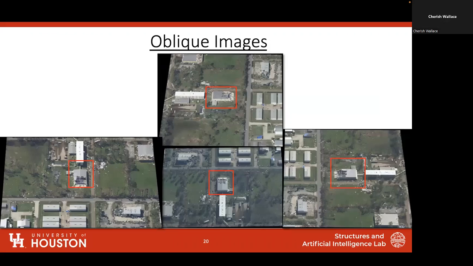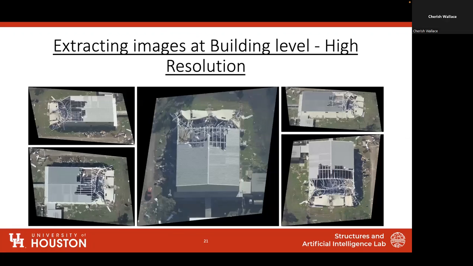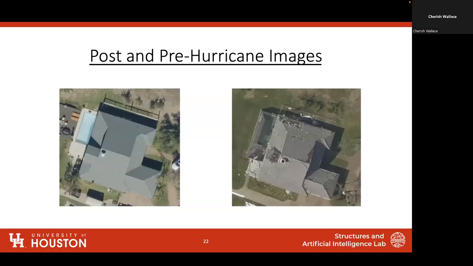Next, I'll show some sample images. I was talking about the images from different sides. As you can see, for this particular building, we have images from different orientations: east, west, north, and south. Next is high resolution images, and you can see these are pretty high resolution. And next we have post- and pre-hurricane images. The right one is pre-hurricane, and the post-hurricane is on the left side. This is how we finally collected the data and how the benchmark dataset building process goes.